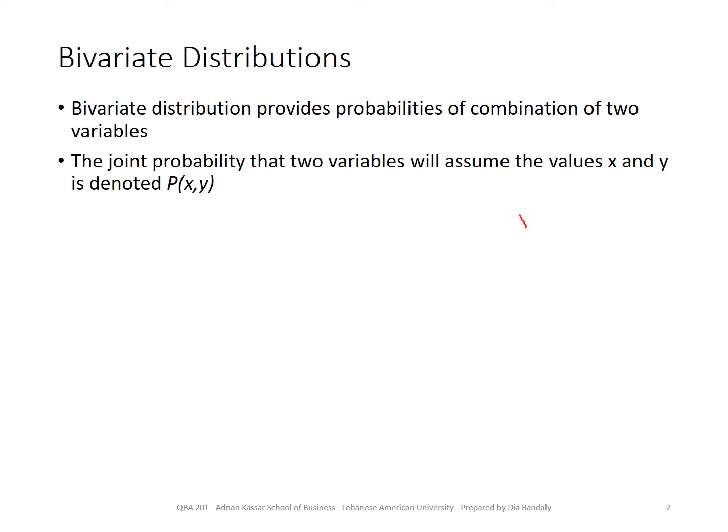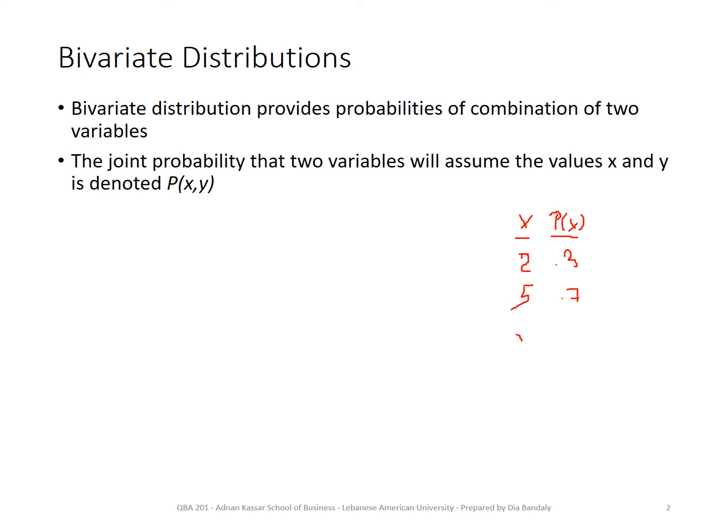Okay, so what we did before is this. We had a variable x that can take different values. Let's say it can take the value 2 and 5. All right, and then we have a probability for each one of these values. Let's say it's 0.3 and 0.7.